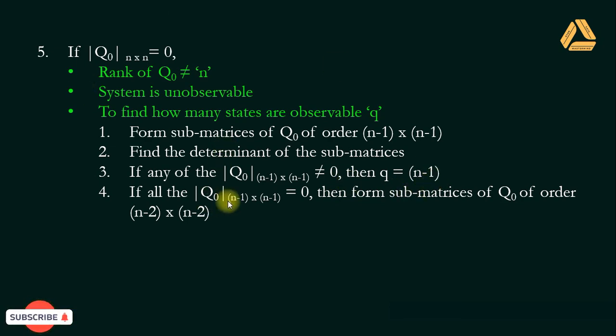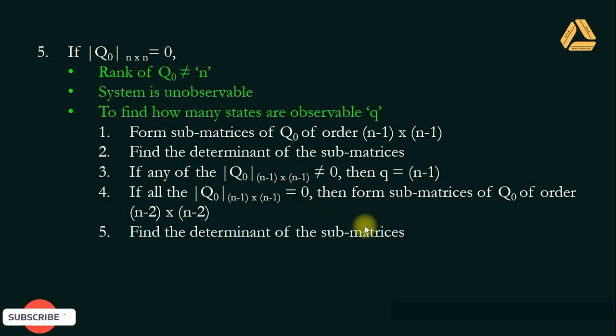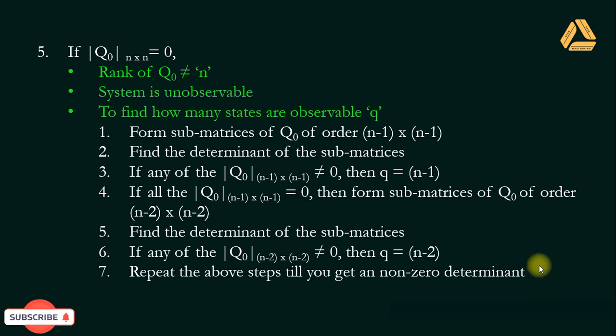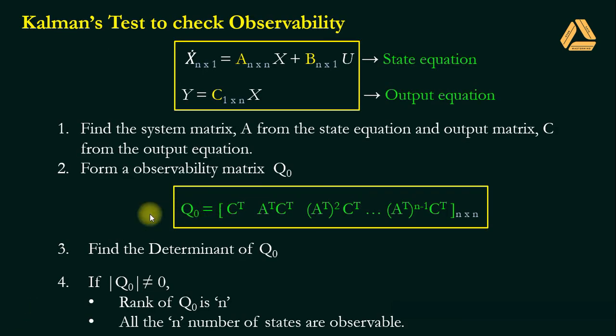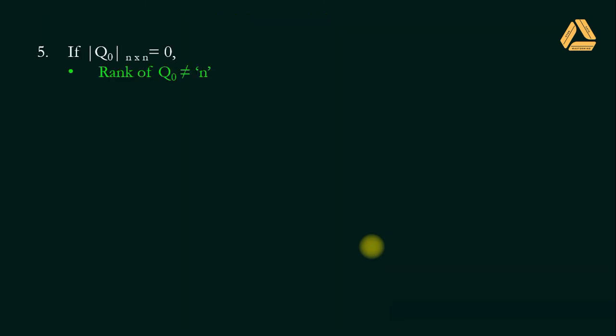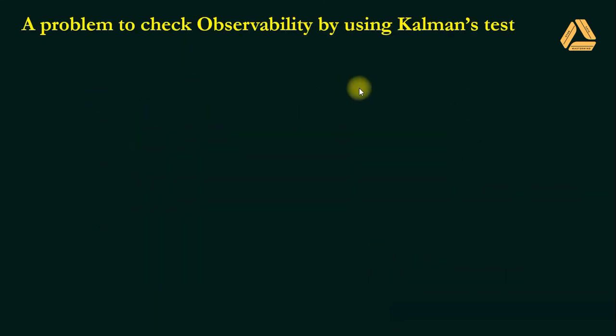If the submatrix determinant is equal to 0, then you have to form sub-matrices and follow the same procedure till you get a non-zero determinant. So the procedures are the same because it is a Kalman's test, right? It is a Kalman's test. The only difference between checking controllability and observability is that there you form a Qc matrix, here a Qo matrix. Just form the matrix and find the determinant, whether it is equal to 0 or not equal to 0. So coming to the problem.